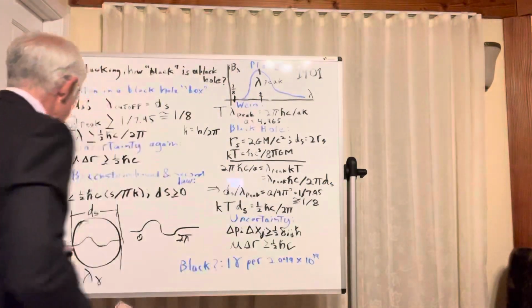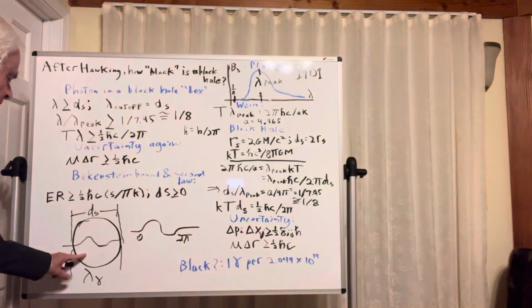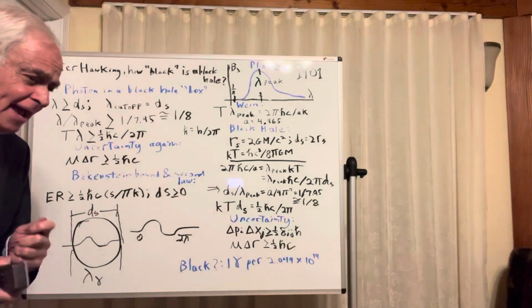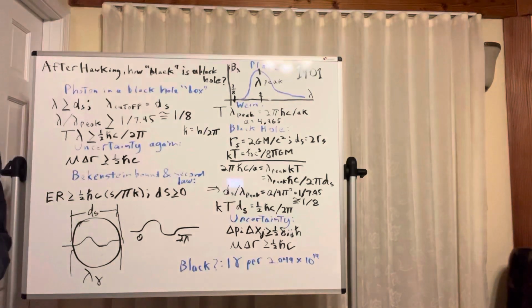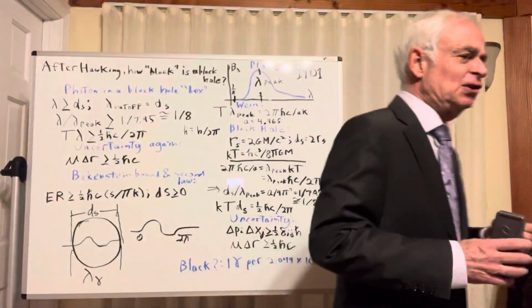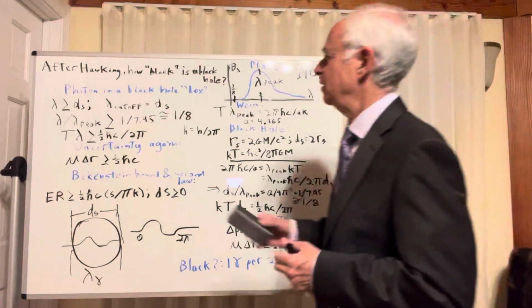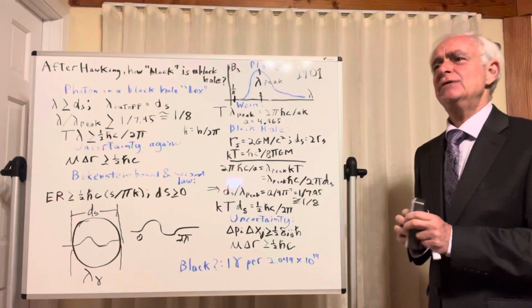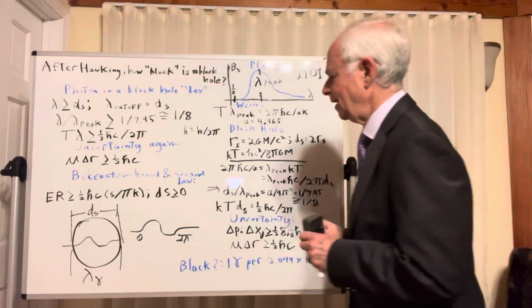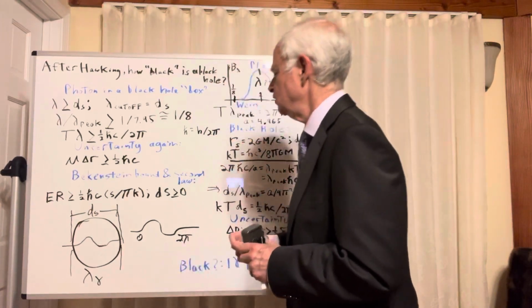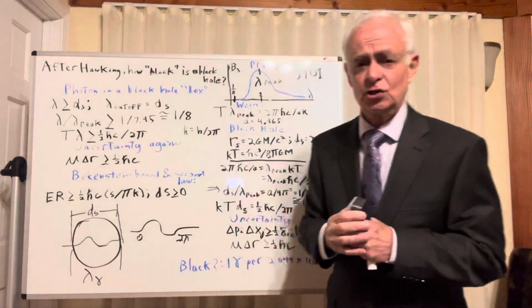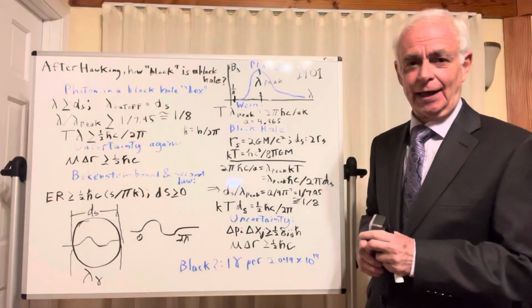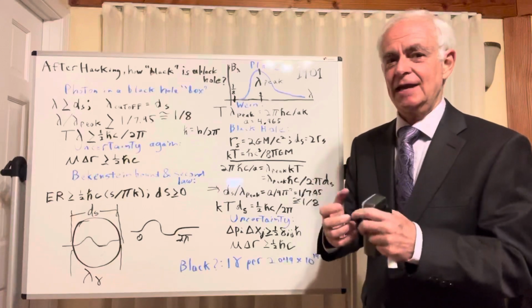On the other hand, if you have a photon with a wavelength shorter than the Schwarzschild diameter, then that photon can get stuck in the black hole and it can't get out. It becomes a particle trapped in the box. So the answer to the question after Hawking, how black is a black hole, would seem to be that a black hole is not black as regards photons with wavelengths which exceed the Schwarzschild diameter, correct? But it is black.